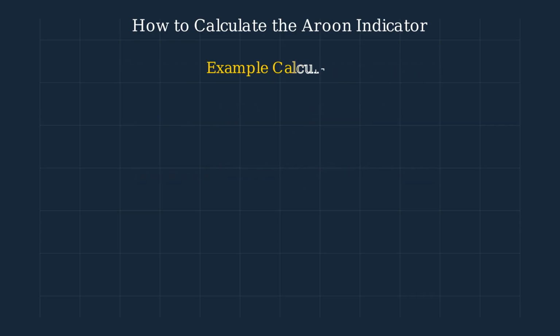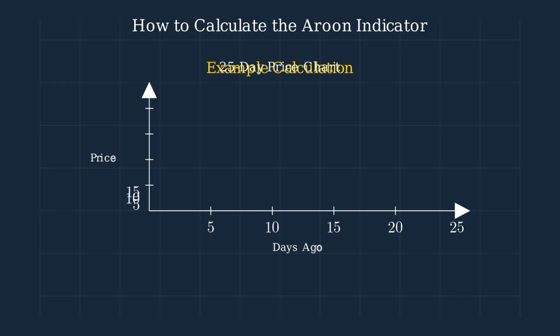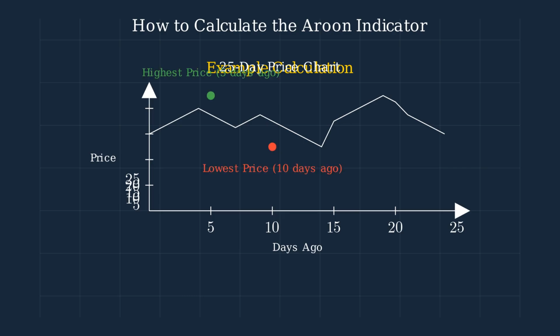Let's walk through an example calculation. Consider this 25-day price chart. We need to identify when the highest and lowest prices occurred. In this example, the highest price occurred 5 days ago, and the lowest price occurred 10 days ago.